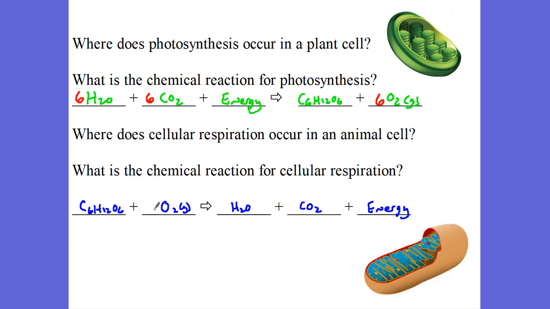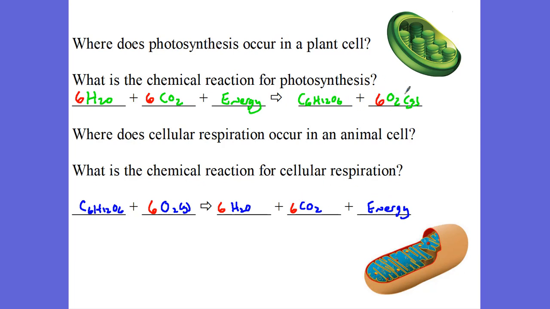Well, how would you balance this? For every 1 mole of the C6H12O6, you need 6 oxygen gases, 6 waters, and 6 carbon dioxides, and we're going to make a slew of energy. Now take a look at these reactions. Photosynthesis: water, carbon dioxide, and energy are reactants. Cellular respiration: water, carbon dioxide, and energy are products.